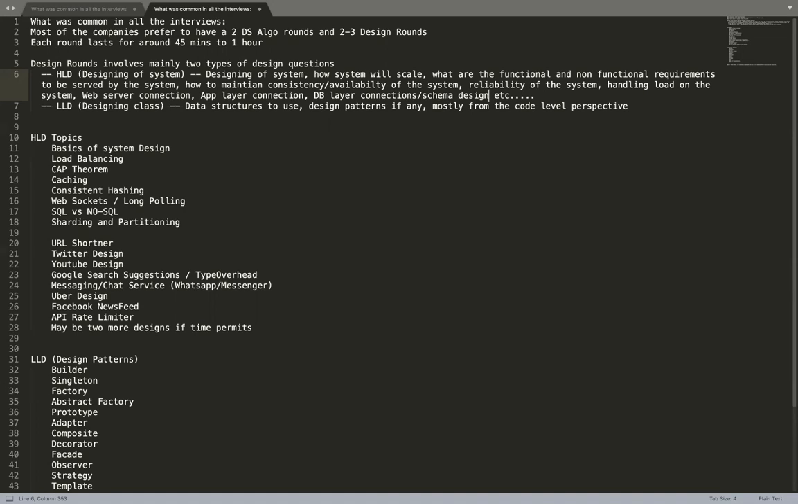Also, why do you choose to have a SQL database instead of NoSQL database, or the other way around? What is the benefit of SQL DB over NoSQL DB, or the other way around, in a particular problem? That all comes under HLD, and then designing, just mentioning the tables that you want or the columns that you want in the table. That will be a part of HLD.